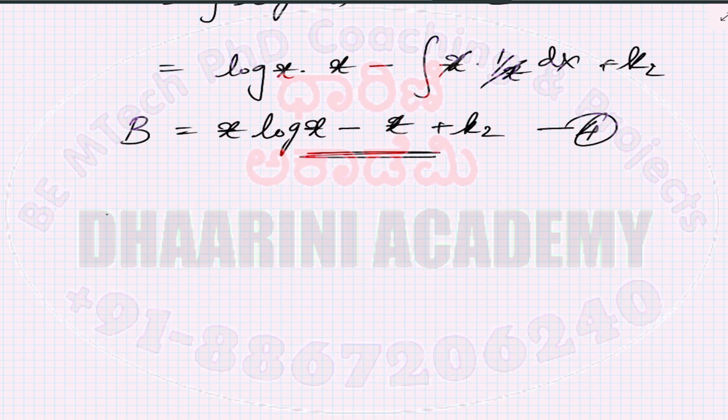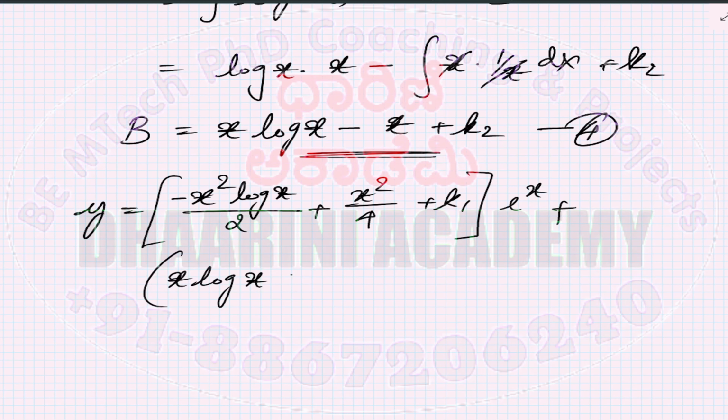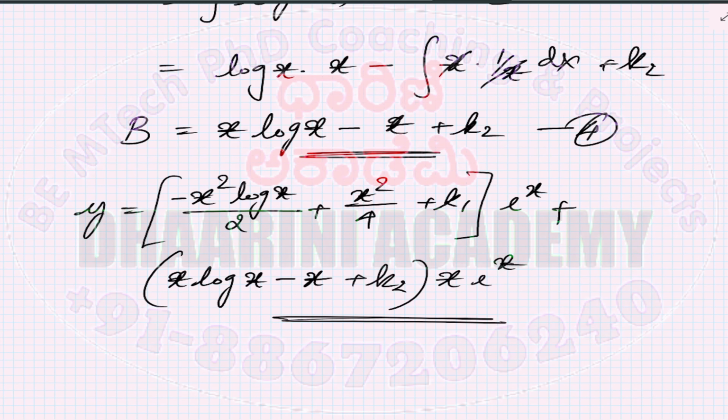So therefore we can write the final answer, y is equal to the a times first function, a is equal to minus x square log x whole divided by 2 plus x square by 4 plus a constant k1, times e to the x, plus the second function, that is x log x minus x plus k2, times x into e to the x is the final answer.